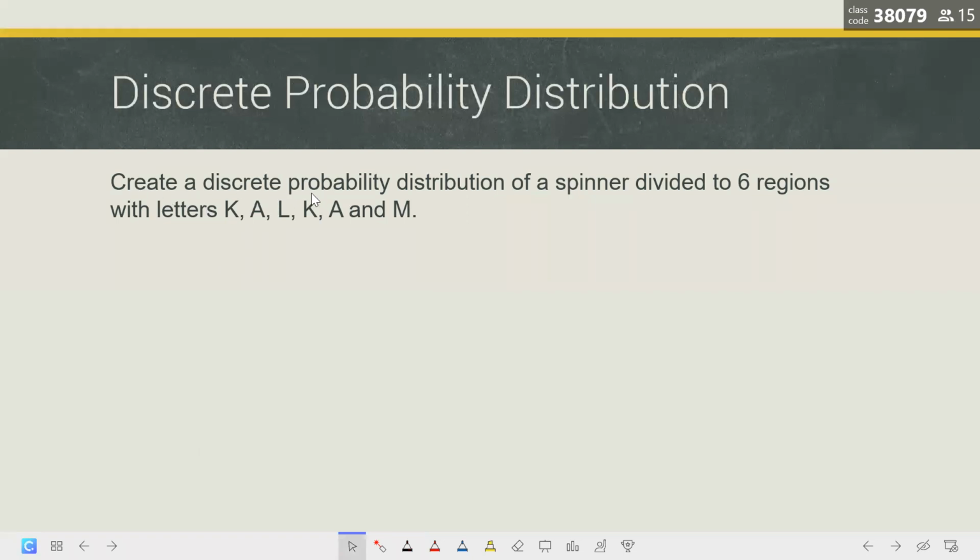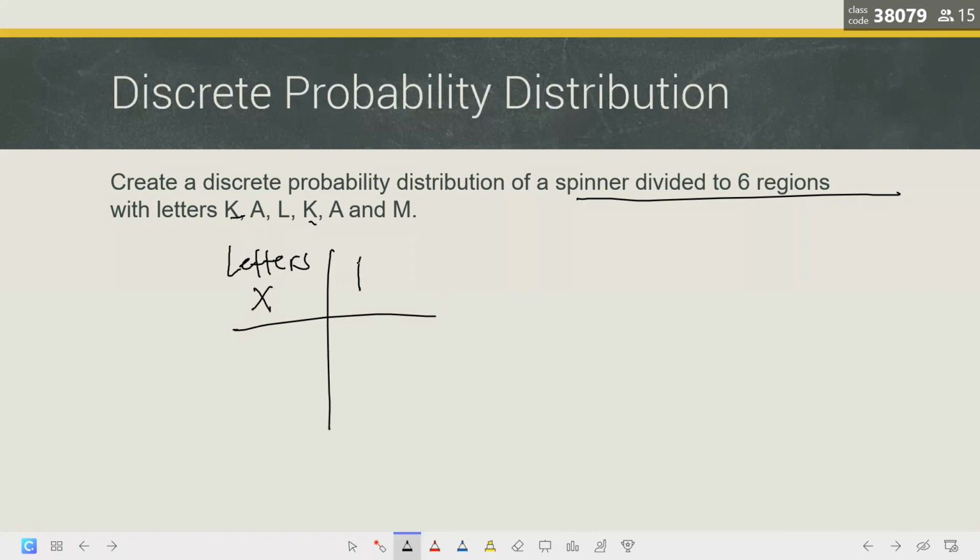Ayan. Create a discrete probability distribution of a spinner divided into 6 regions with letters K, A, L, K, A, M. Ito class yung maganda. Nakalista na siya agad kahit hindi na tayo mag-drawing. Basta alam natin na spinner divided into 6 regions, each letter has equal representation. So, pero kasi may mga nadoble. So ito yung letters. Ito yung ating variable X.